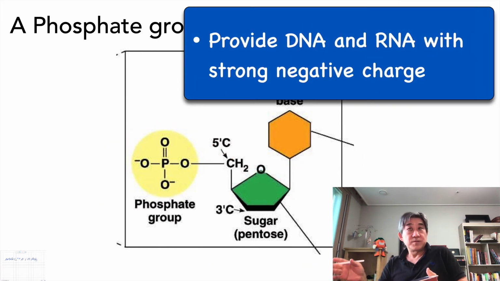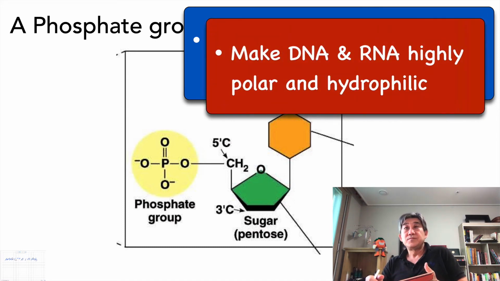So this phosphate group provides DNA and RNA with a strong negative charge and makes DNA and RNA highly polar and hydrophilic.